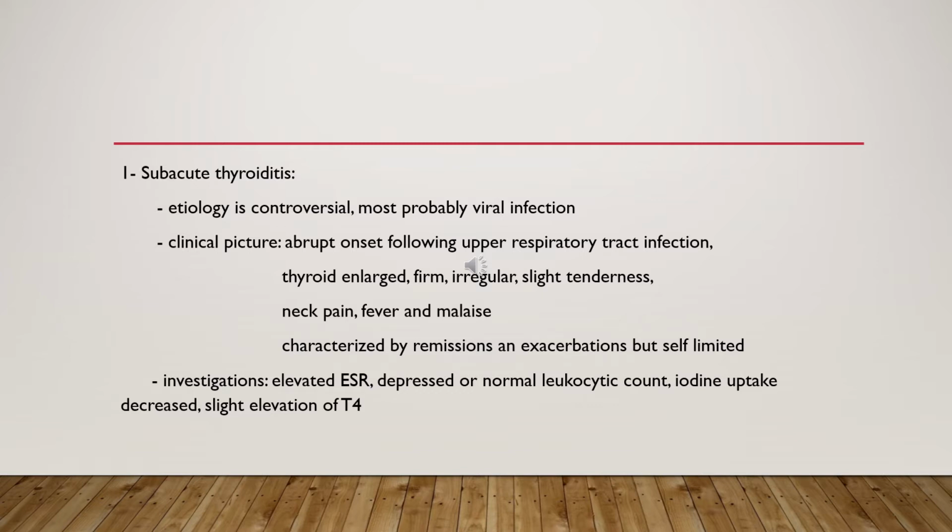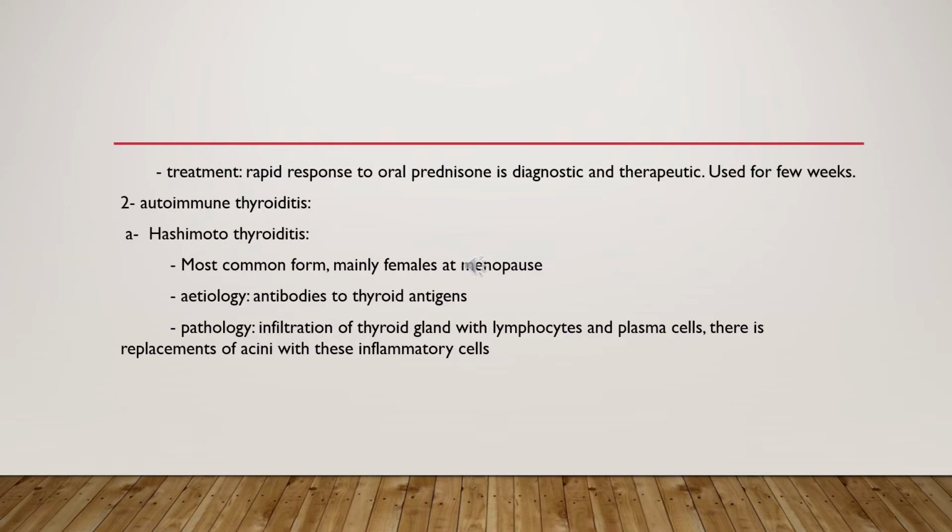Subacute thyroiditis. Etiology is controversial, most probably due to viral infection. Clinical picture is abrupt onset following upper respiratory tract infection. Thyroid gland is firm, irregular, enlarged, with slight tenderness, neck pain, fever, and malaise. It is characterized by remissions and exacerbations, but it is self-limited. Investigation revealed elevated ESR, depressed or normal leukocytic count, depressed iodine uptake, and slight elevation of T4. Treatment: the rapid response to oral prednisone is diagnostic and therapeutic. It is used for a few weeks.